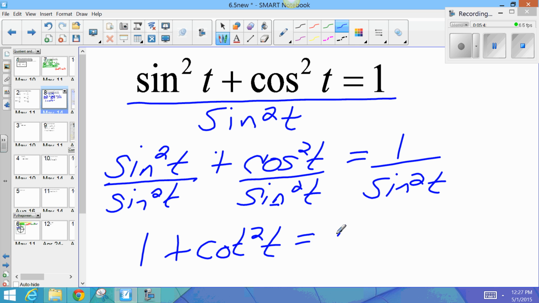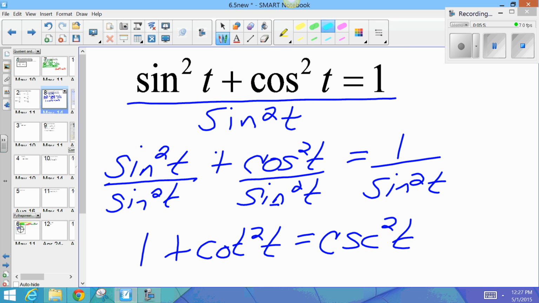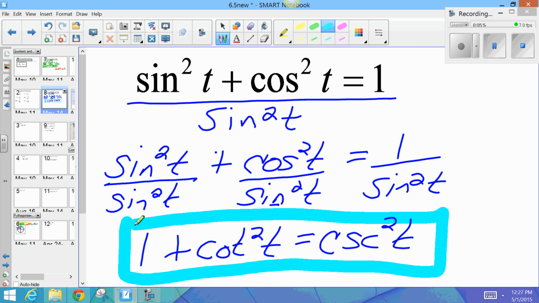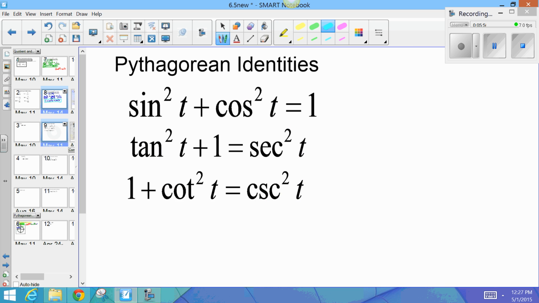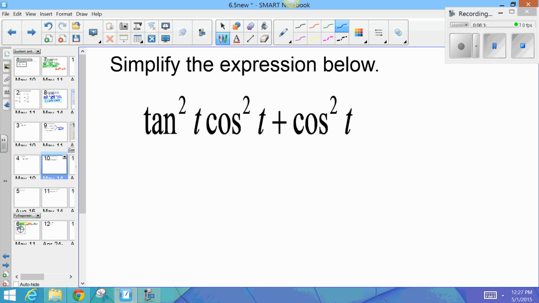Sine, which is cosecant. So this is cosecant squared of t. Okay? So this is now the third Pythagorean identity. Here are all three of them. And if you like, you can write them on the back of the treat card so that you can use it whenever you need it. All right, moving on. Here's some problems.